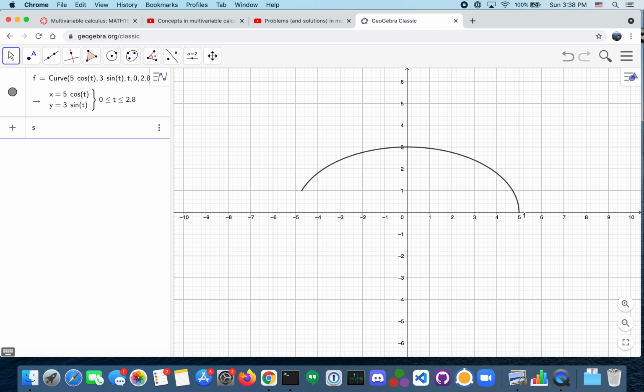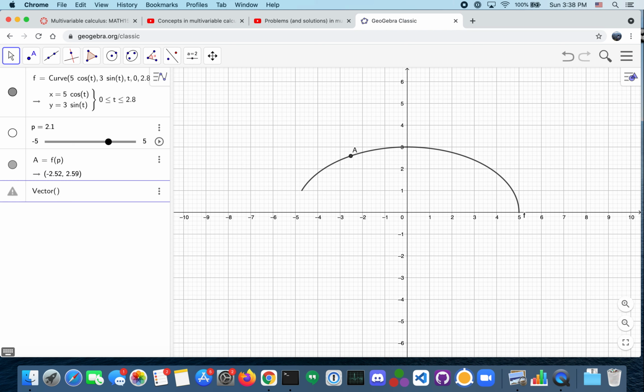And now let's create a slider, P, for the point P. And so then we can look at, what's f of P? So there's f of P. And f of 2.1 is about there at this point. We could also view this as the vector. Instead of a start and end point, we can just say the vector f of P. And you see that it's really the same data. The point f of P and the vector f of P are sort of the same, so we'll just use the point.